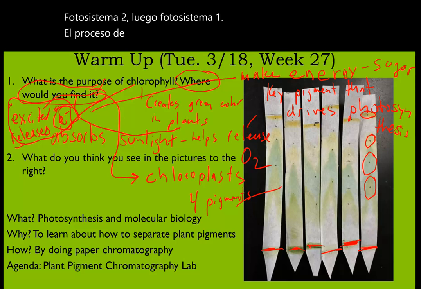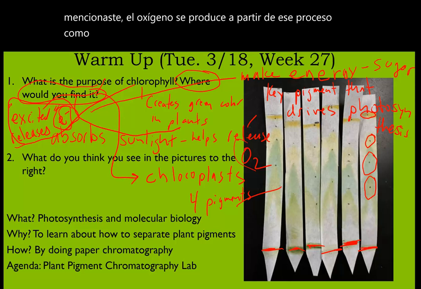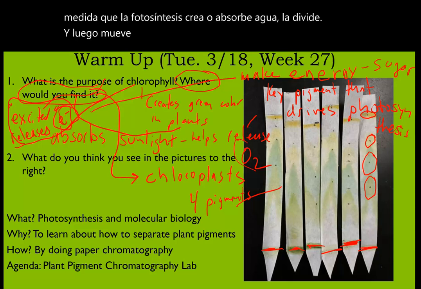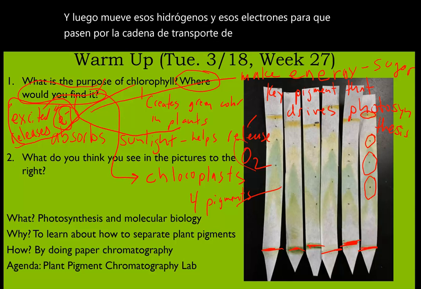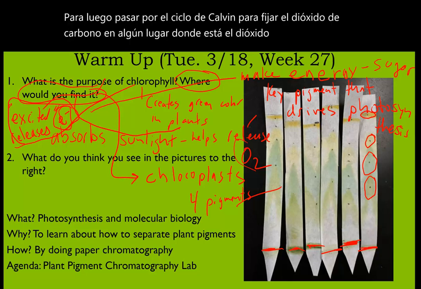Remember, as you mentioned, oxygen is produced from that process as photosynthesis takes in water, splits it, and then moves those hydrogens out and those electrons around to go through the electron transport chain to create energy, to then go through the Calvin cycle to fix carbon dioxide. So remember, carbon dioxide is another reactant that goes into photosynthesis.